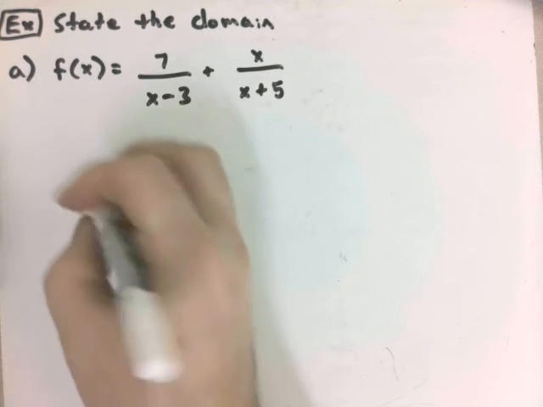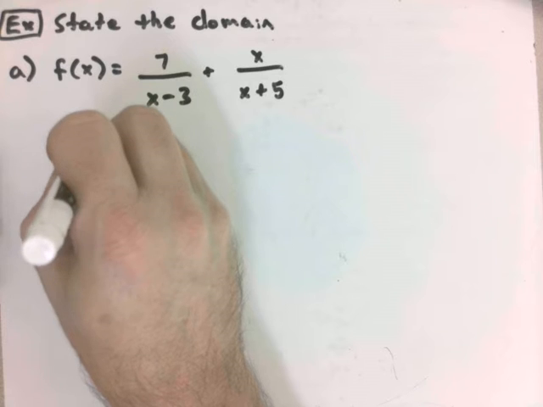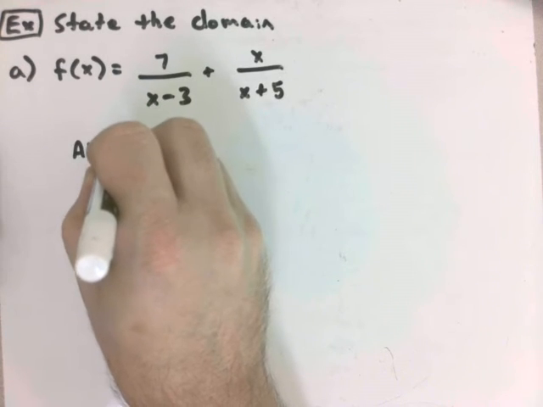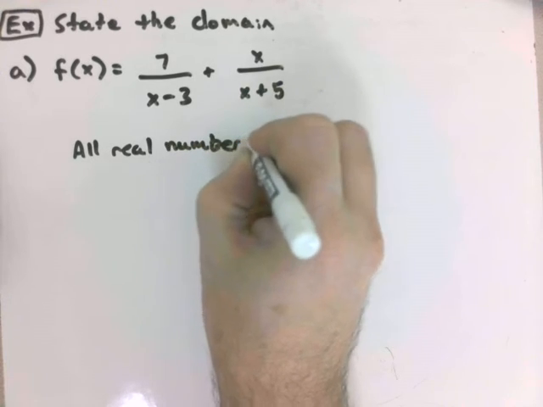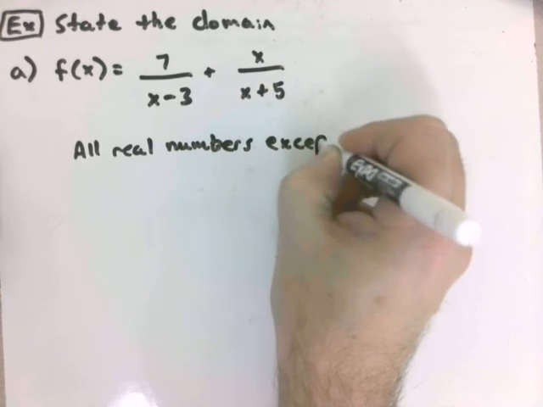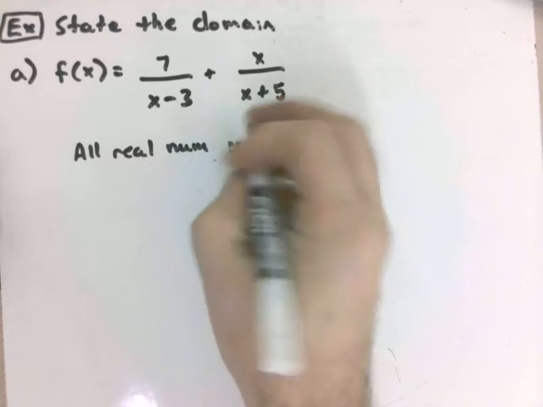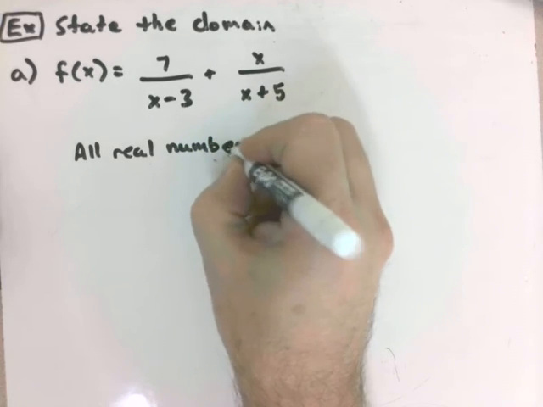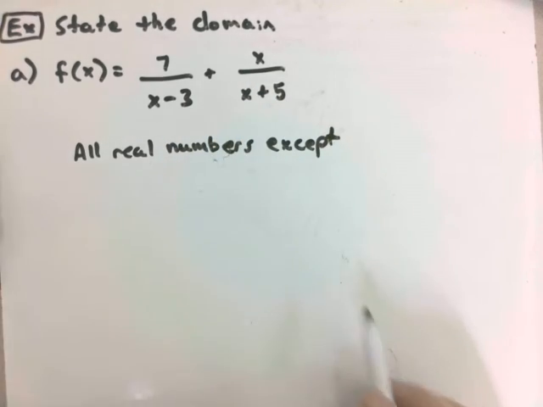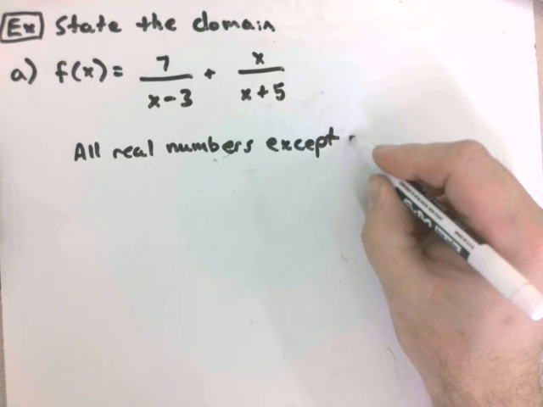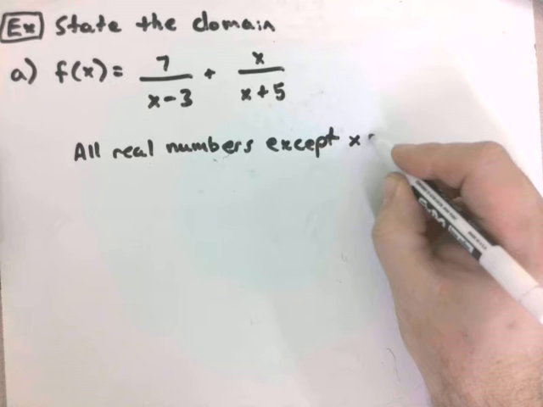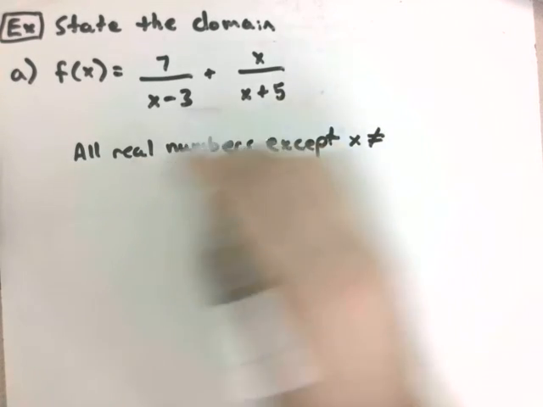So the domain can be written a couple of different ways, but you can always start this way. It's going to be all real numbers except. For these problems, that's a decent way to do this because we're just going to be excluding individual numbers. All real numbers except x cannot equal 3.